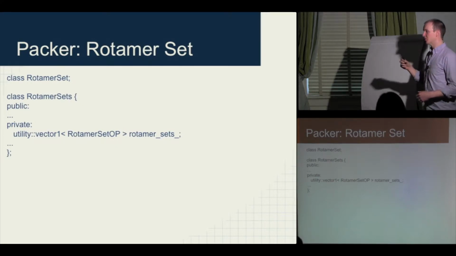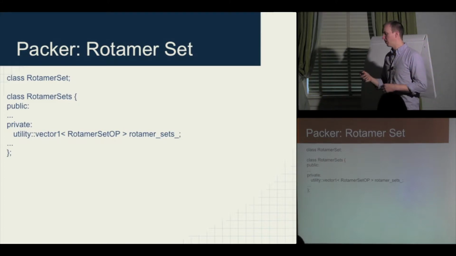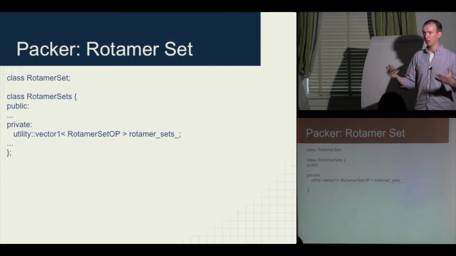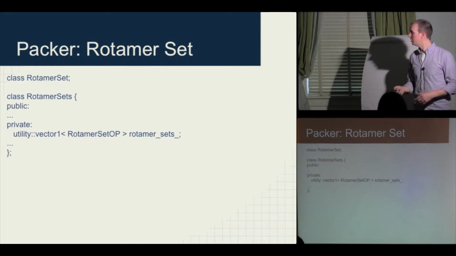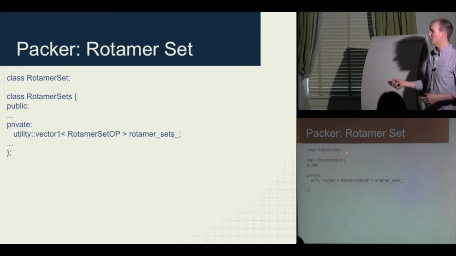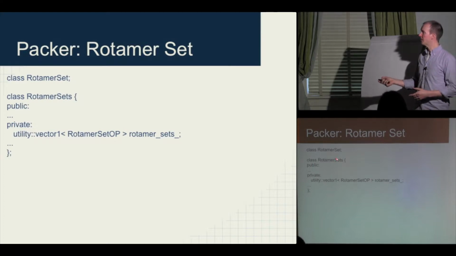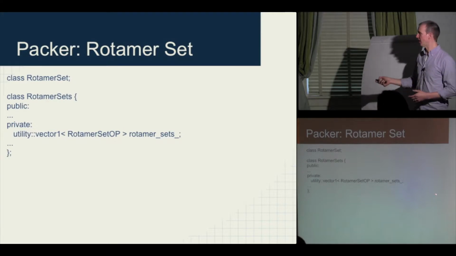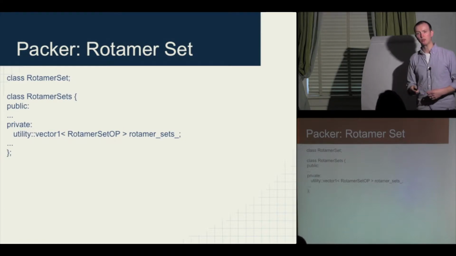Okay, so that's now steps 4 and 3 in how the packer operates. The previous step to this is building the rotamers that are going to be used inside of the rotamer optimization. There's class rotamer set, which is going to hold all the rotamers for a single residue. And then there's class rotamer sets, which holds an array of rotamer set pointers. This array is going to have as many entries as there are designable or repackable positions in the pose.